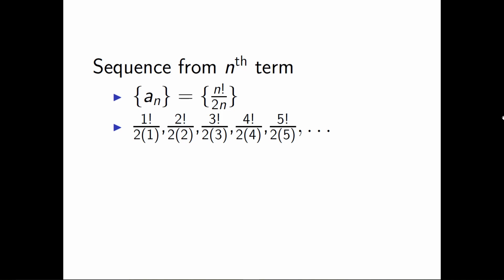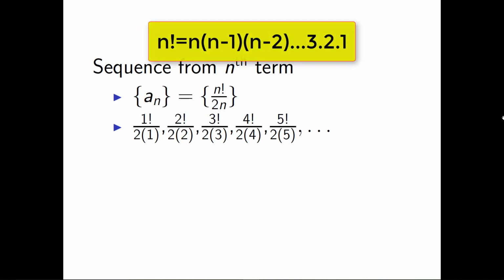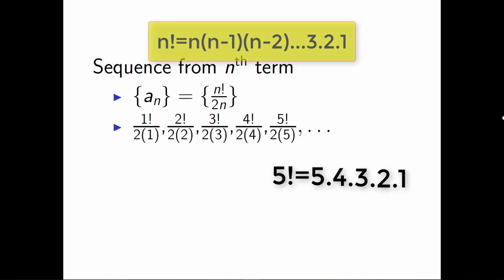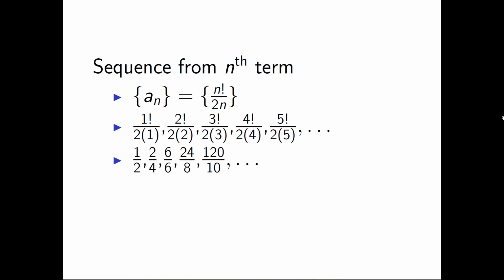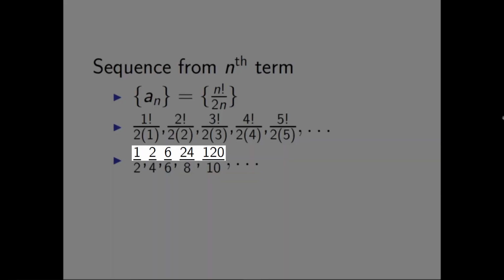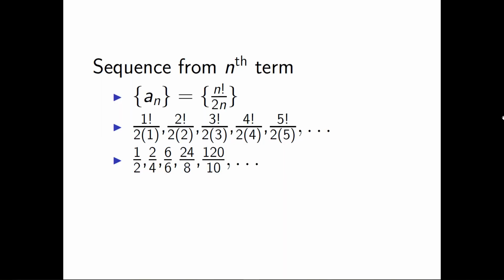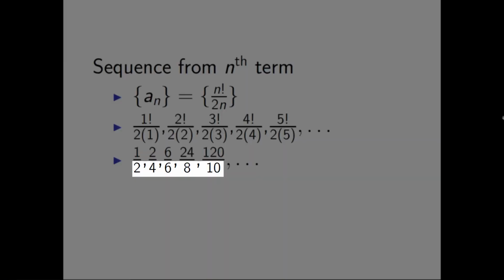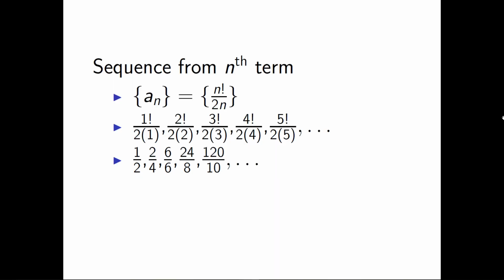Hopefully you're familiar with factorials. If you're not, just a quick reminder: 5 factorial will be 5 times 4 times 3 times 2 times 1, all the way down to 1. So if we take those terms, 1 factorial is 1, 2 factorial is 2, 3 factorial is 6, and so on in the numerators. And then the denominators are just multiples of 2, because we have 2n down there, so 2, 4, 6, 8, 10. We can simplify this one more.